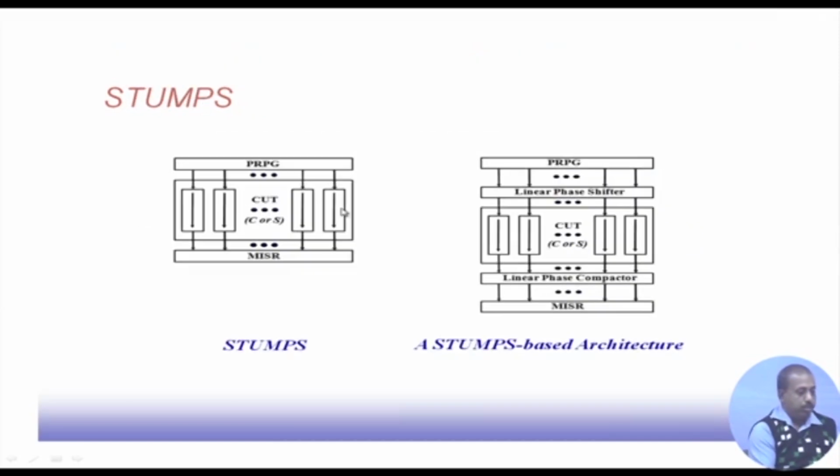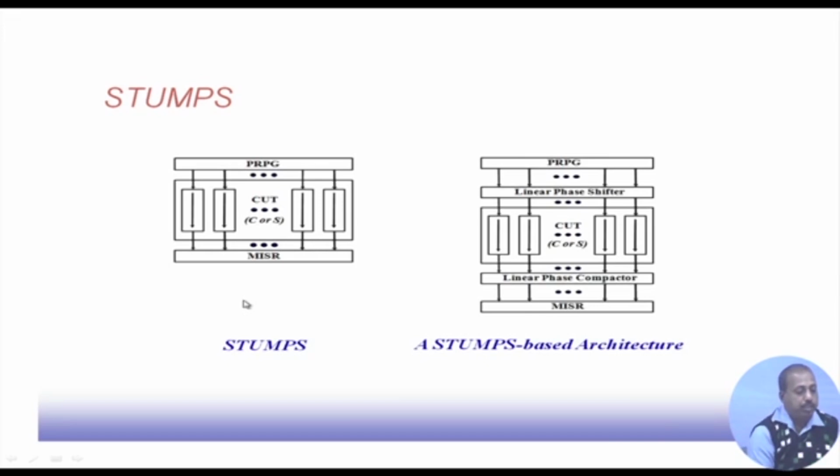So, let us see how this structure looks like. So, this is the STUMPS structure. This circuit that we have has got a number of scan chains. Okay. So, these are the internal scan chains that I have. Now, the pseudo random pattern generator is actually feeding these scan chains. Okay. And the responses are collected from these scan chains to the MISR. Now, this is a typical STUMPS architecture.